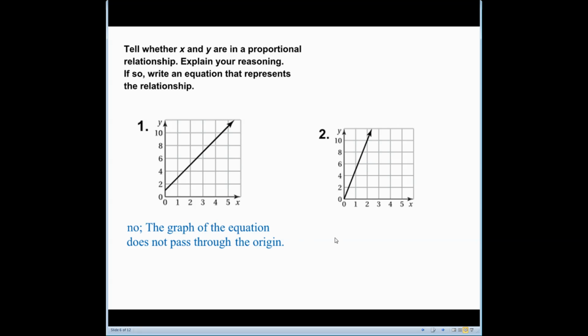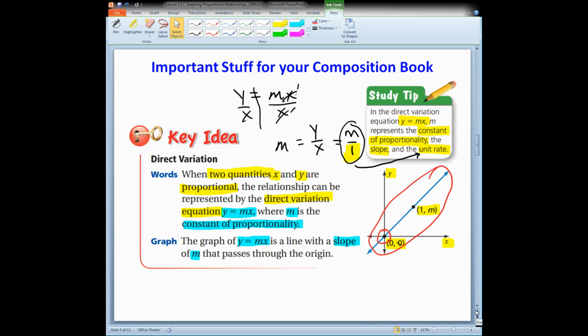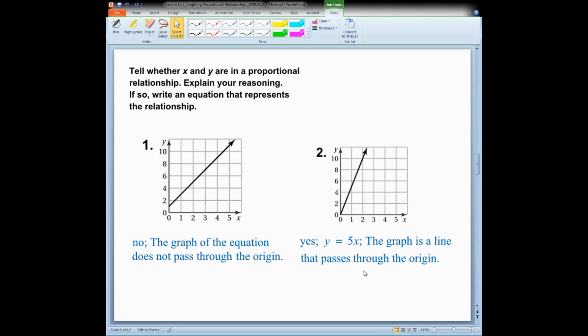This line does go through the origin, so I can say that x and y are in a proportional relationship. And the equation y equals 5x, where does that come from? Well, here's my point, 0, 0. 0, 0 is a point on the line. Let me find another point on the line that's easy to work with. How about this one right here? That point is 2, 10.